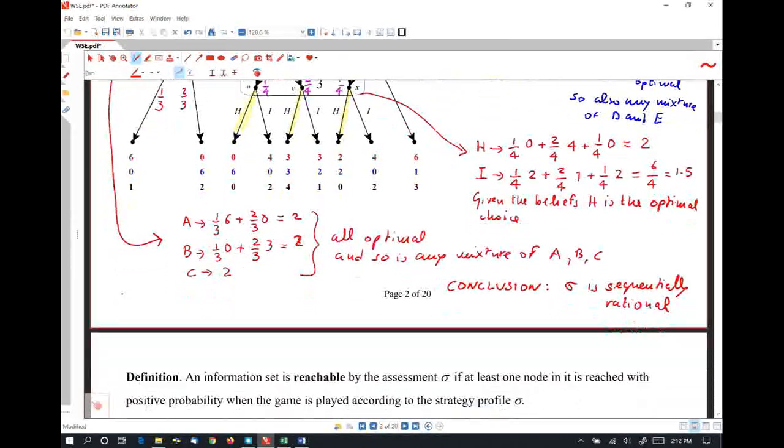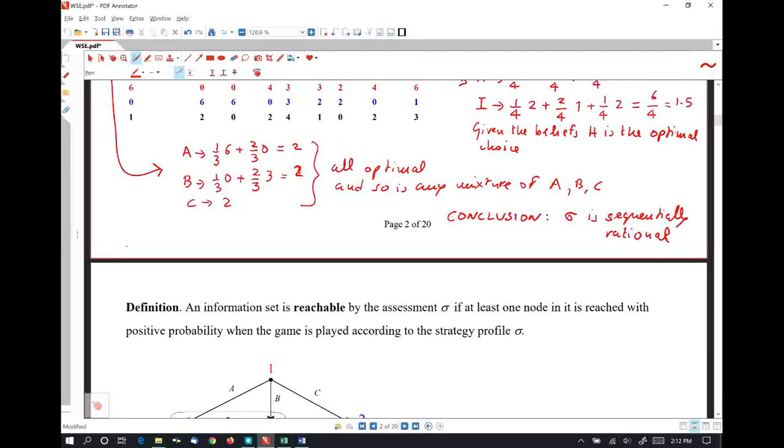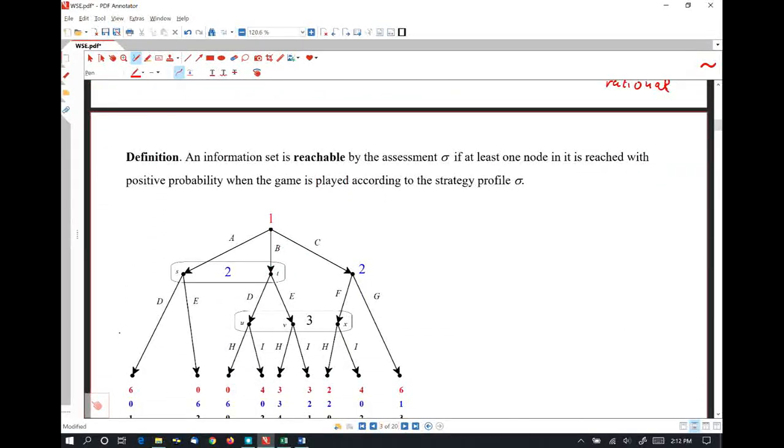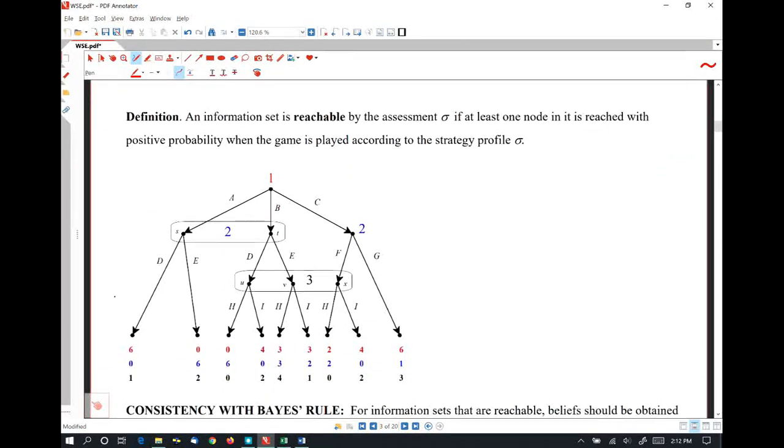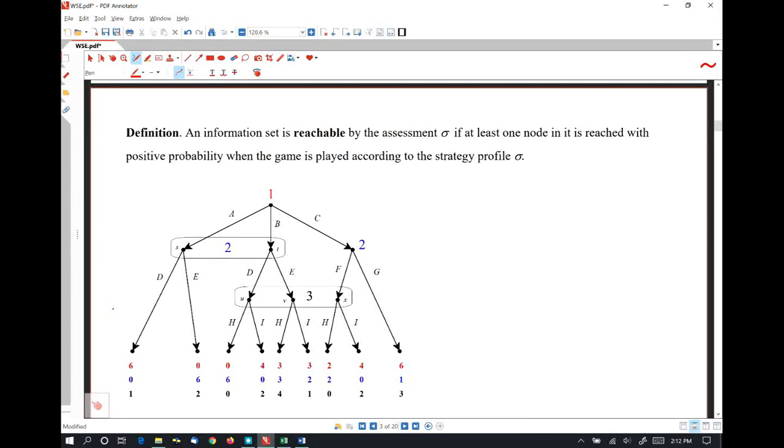Now, there is a second restriction that we want to impose, and this time it's on the beliefs. And now, to introduce this restriction, first of all, let us define the notion of a reachable information set given a strategy profile.